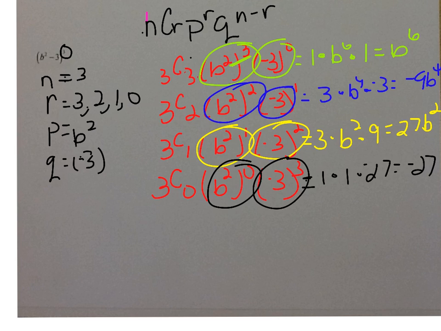Now notice how my terms went. I went positive, negative, positive, negative. That'll always happen when your binomial is a negative. It'll always start off with a positive and then go to a negative. It'll go opposite signs. All right, so I just have to finish this up and write the expansion. So my first term is b to the 6 minus 9b to the 4th plus 27b squared minus 27. That'd be my final answer.